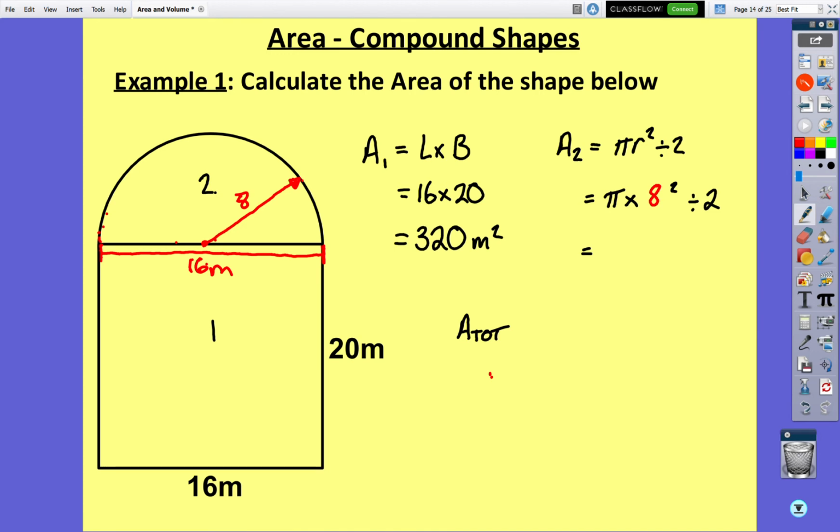I'm just going to put that in one line in my calculator: shift pi times 8, hit my wee squared button, divide it by 2, gives me 100.5. So the area of that is 100.5.